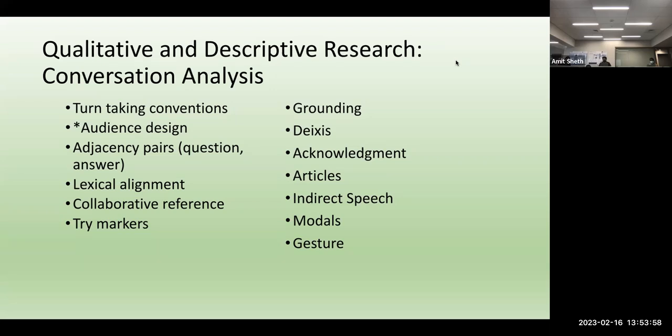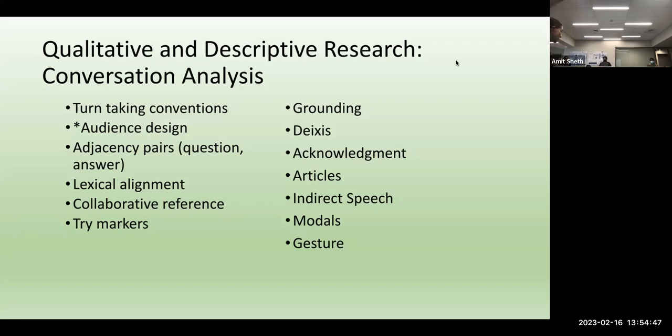Indirect speech acts, I might say something like, can you pass me that cup? And I'm not asking literally whether or not you can pass me that cup. I am asking you to pass the cup. Modals, attitudes, and could, would, should, these are all different ways of expressing intent and requests that have meaningful differences. Gesture is something that occurs in conversation analysis. So all of this stuff that I have identified here would certainly be included in any scholarly analysis of natural language from a broader cognitive science perspective.